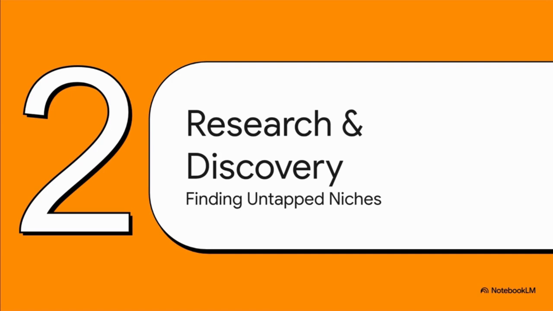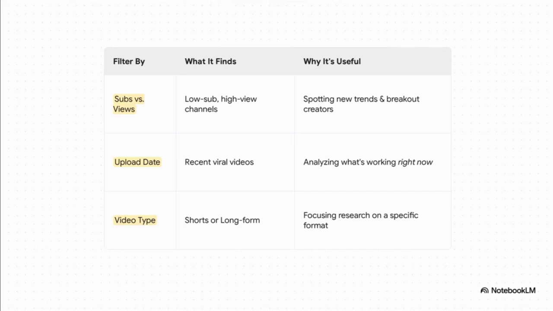This is where your YouTube homepage stops being just a feed and starts becoming like an active research dashboard. Okay, so the real power here comes from the filters. Once you're on your homepage or a search page, you can instantly sort all the content. And the subs versus views filter, honestly, it's a game changer. It digs up these hidden gems, videos from tiny channels that are getting huge views. That right there is often the very first sign of a new trend.